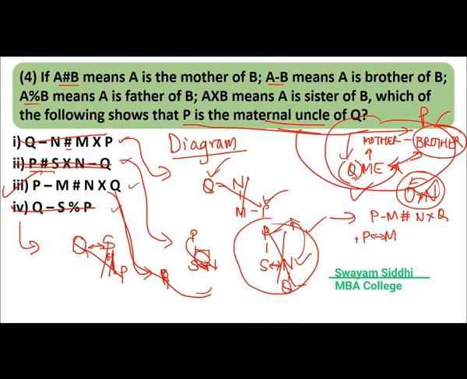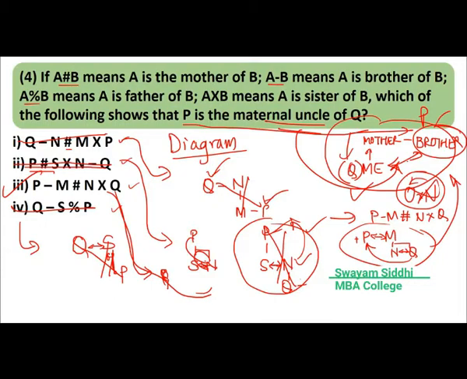M hash N. Hash means mother. M is mother of N. N X Q, X means sister. N is sister of Q. That means these both are siblings. If they are siblings, that means M is mother of Q. So this is the relation, paternal uncle, like this. See how easy it was. Just draw diagrams for each and every sum of this kind. Very easy. Also try to use elimination techniques first. If not, then go in for the diagrams.